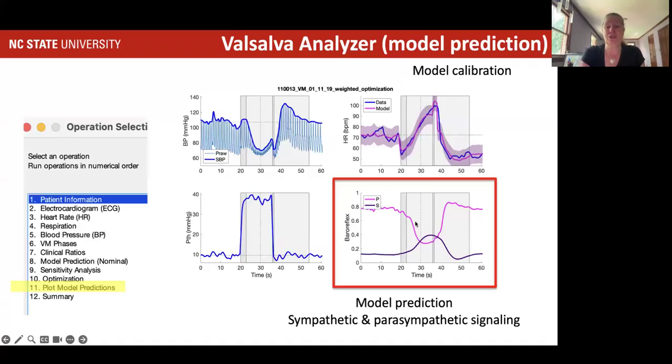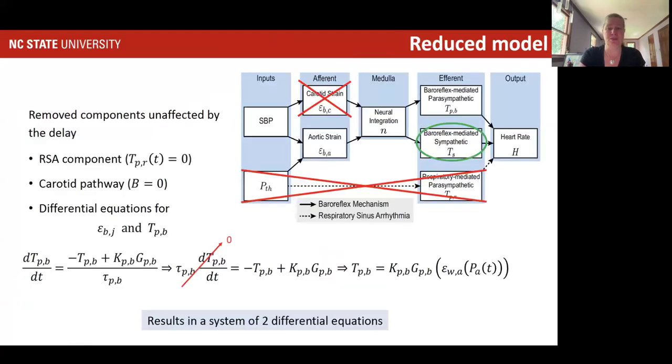Now the output here, so why do we even care about predicting a signal that you can actually measure? Well, what we care about are the underlying parameters and how they change between the patient groups. And the other thing we like to do is give the clinicians insight into what the sympathetic and parasympathetic signaling might do, because it's something we cannot measure. And so we are still working on finalizing this model.